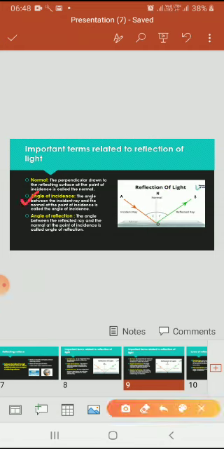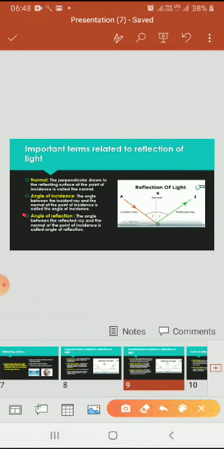Now what is the angle of incidence? The angle between the incident ray and the normal at the point of incidence is called the angle of incidence. Here AON is the angle of incidence. It is denoted by small i.